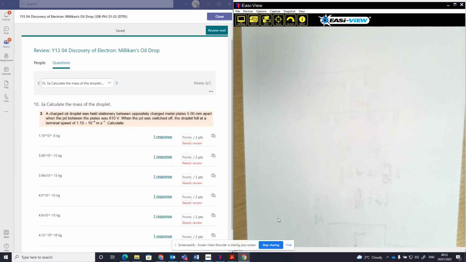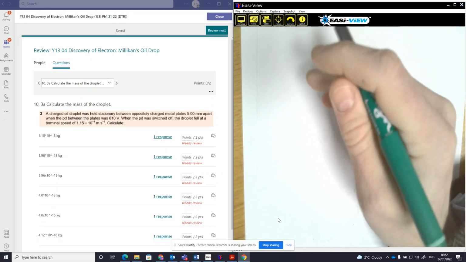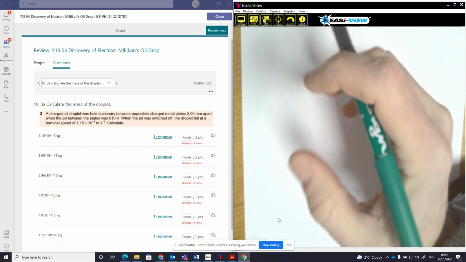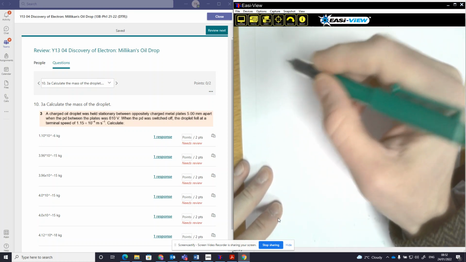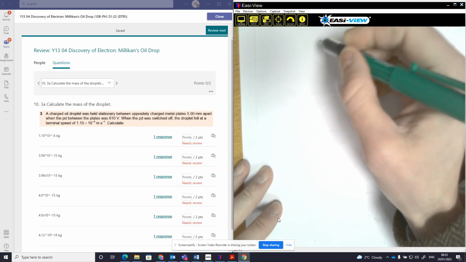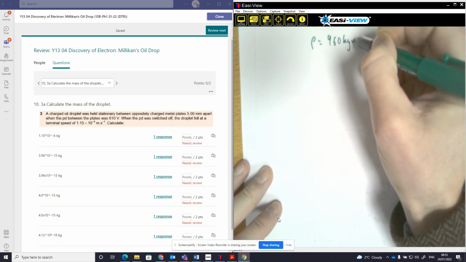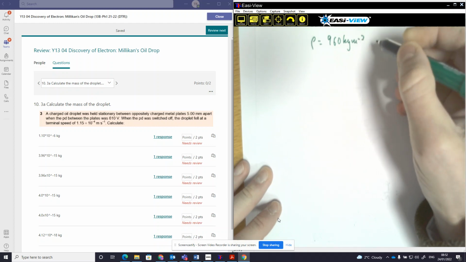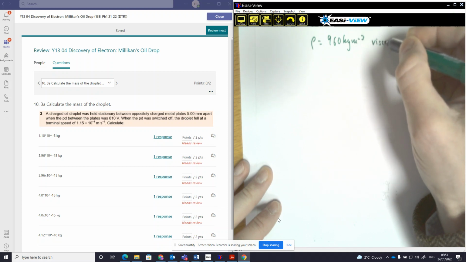So this one, we're asked to find the mass of a droplet, and we're given quite a bit of information in a similar way to previous questions, but we're missing some crucial details. Just to be aware, in the actual question on the handout, you are given the density of oil is 960 kilograms per meter cubed, and you're given the viscosity of air, that's eta, and they don't tell you it's eta.